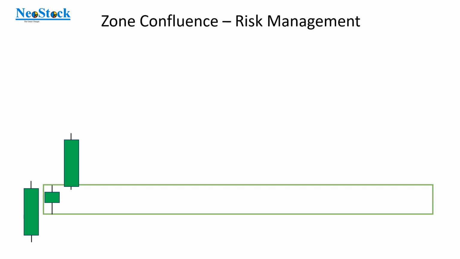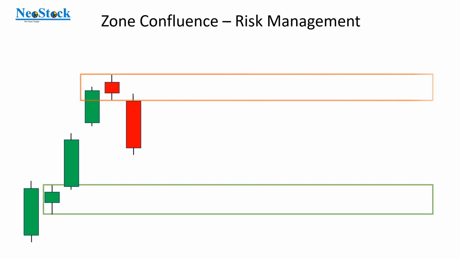If you look into this example, we have a rally base rally. Assume you want to take an entry in this zone. So you want to go for a long entry. So where do you take your entry? Maybe you can take it at type 1 proximal or type 2 proximal or type 3 proximal. Let us say we want to take an entry at type 1 proximal. Then this is going to be your risk. Then what is the reward? So this is going to be your reward.